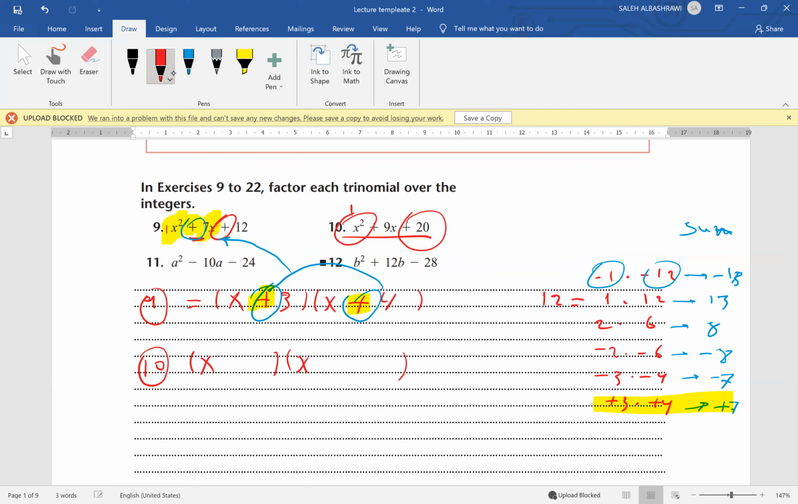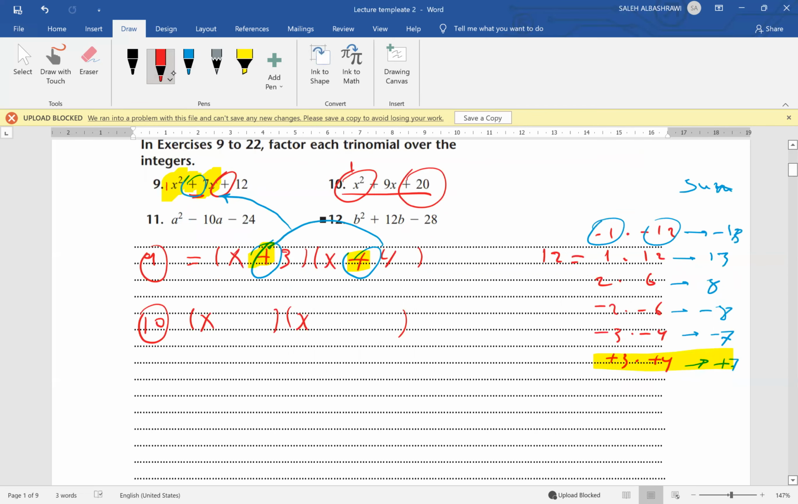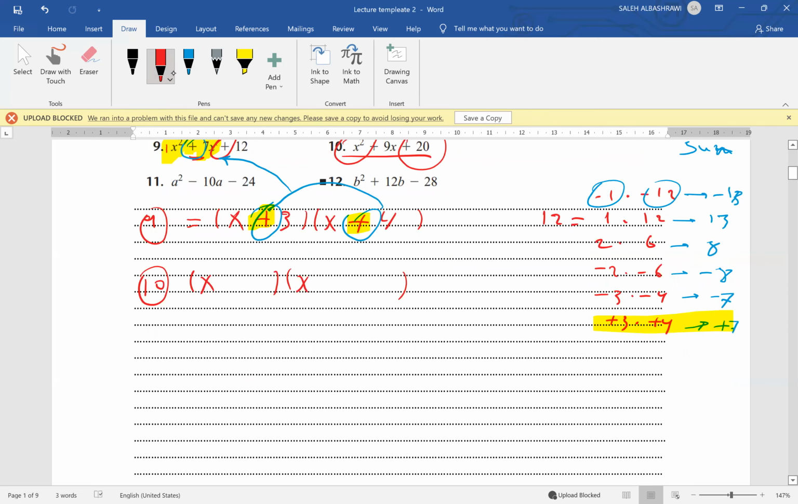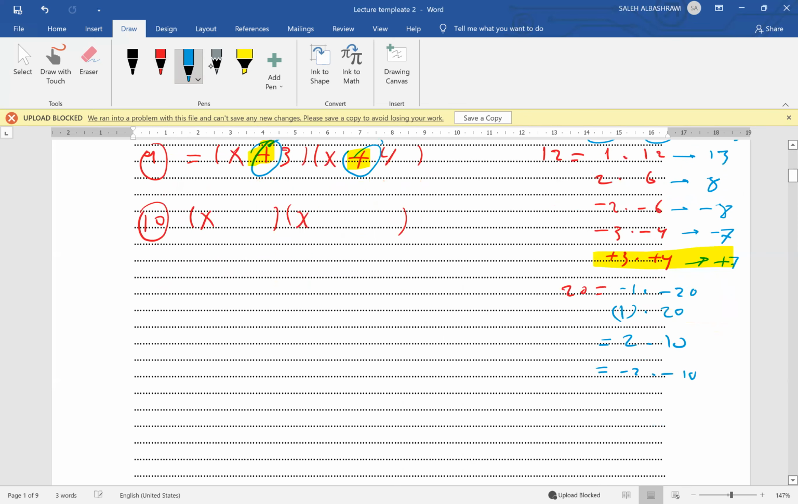For the 20, I need two numbers. Their multiplication is equal to 20. So this will be minus 1 times minus 20, and it is 1 times 20. It's equal also 2 times 10, or minus 2 minus 10. And it is equal to 4 times 5 and minus 4 times minus 5.